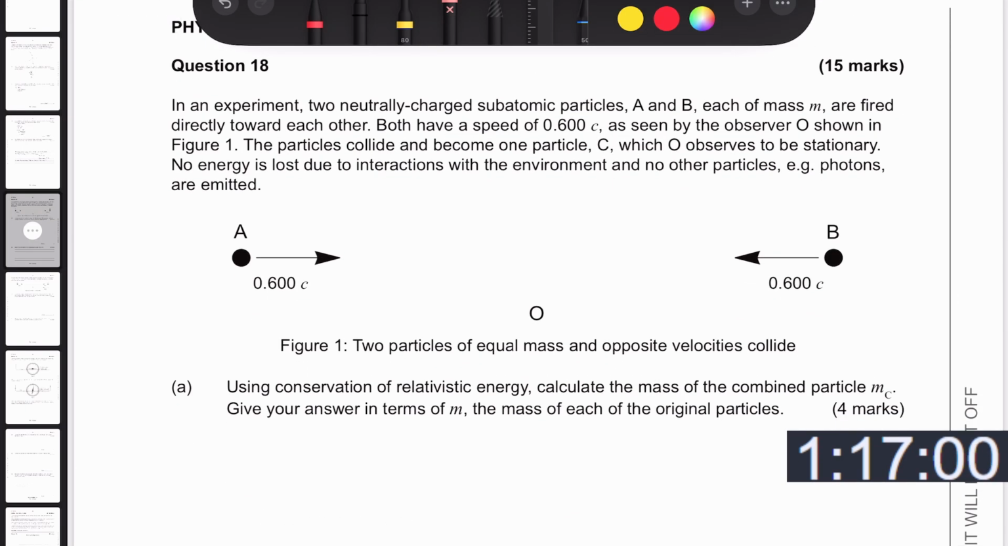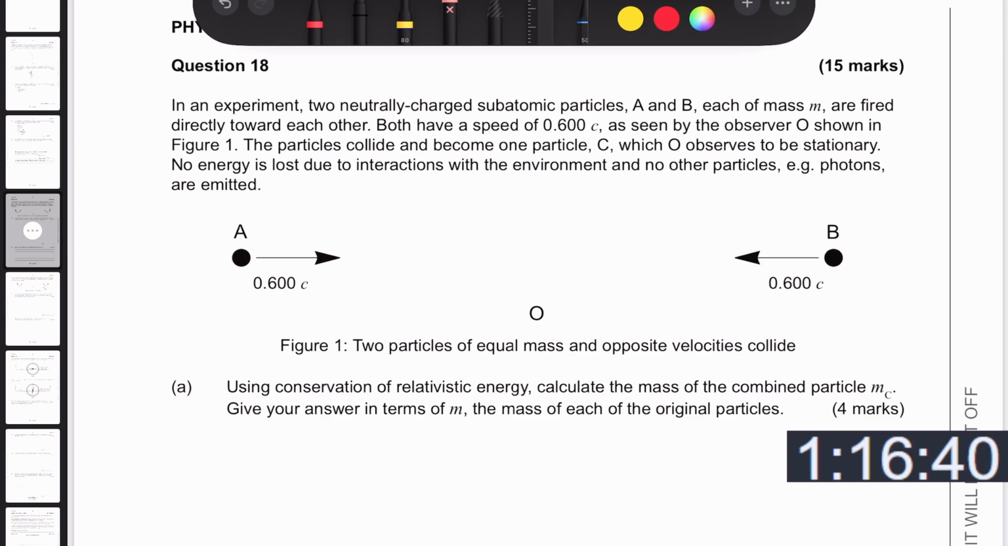Two neutrally charged subatomic particles, each with mass m, are fired directly toward each other. Both have a speed of 0.6 c, as seen by observer O, shown in figure 1. The particles collide and become one particle C, which O observes to be stationary. No energy is lost due to interaction with the environment, and no other particles, for example photons, are emitted.